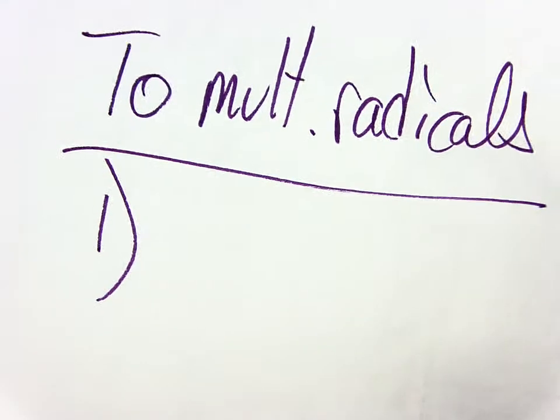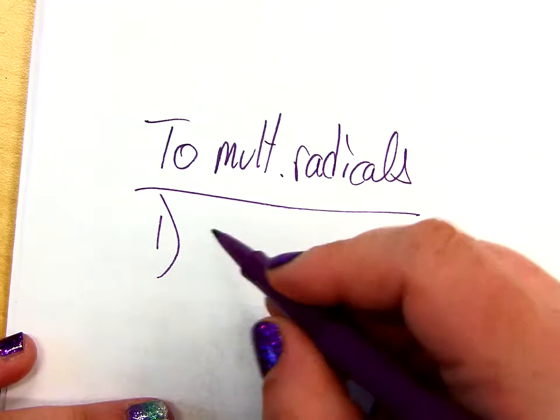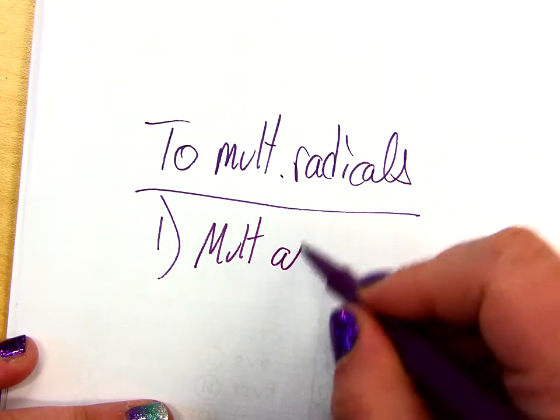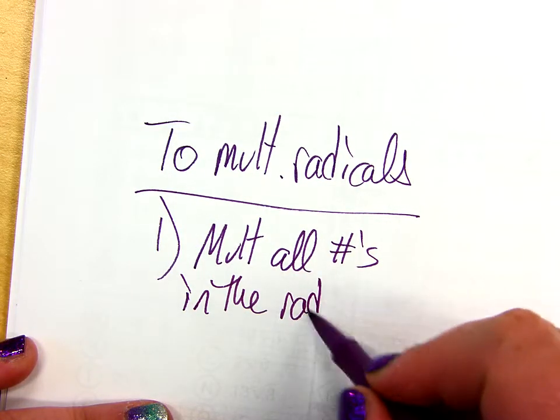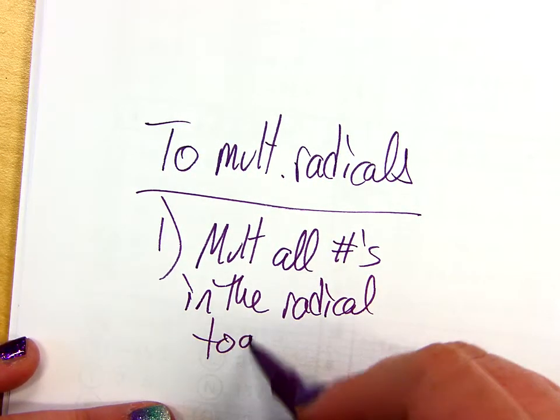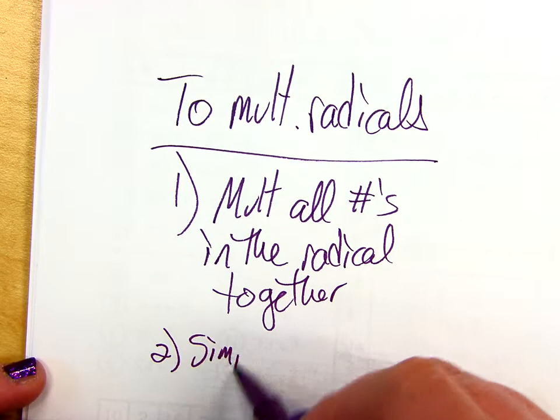We are going to briefly chat about multiplying radicals. What's so nice about them? To multiply radicals, there's really only two steps. You don't need them to be like radicals. They can be anything they want. So you're just going to multiply all numbers in the radical together. And then step 2 is just simplify your answer. That's it.